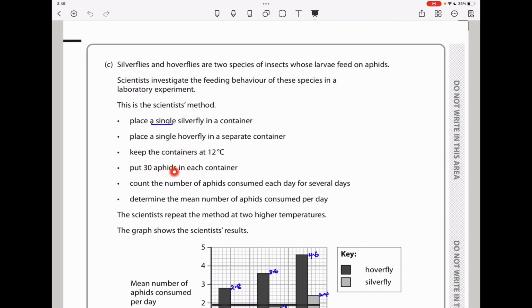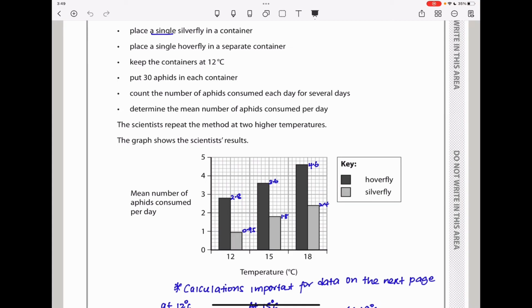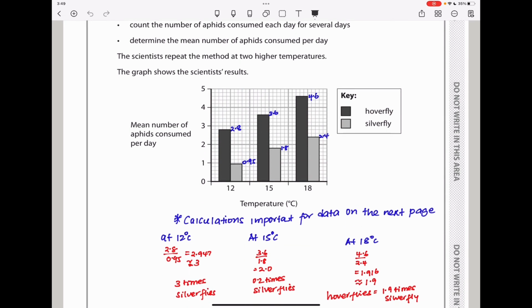They put 30 aphids in each container, and then they count the number of aphids consumed each day for several days. They determine the mean number of aphids consumed per day, and the scientists repeat the method at 2 higher temperatures, and then the graph. Here is a graph that shows the scientist results, basically. So I tried to write in some values that will match with the mean numbers of aphids consumed per day to make it easier. So we have the hoverflies, which are those, and then the others are silverflies.